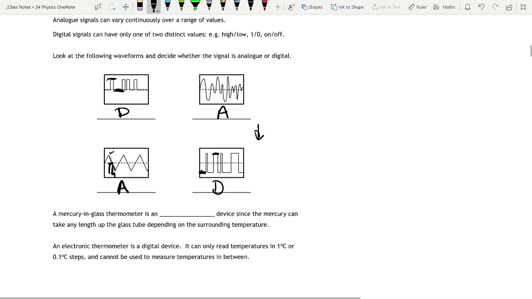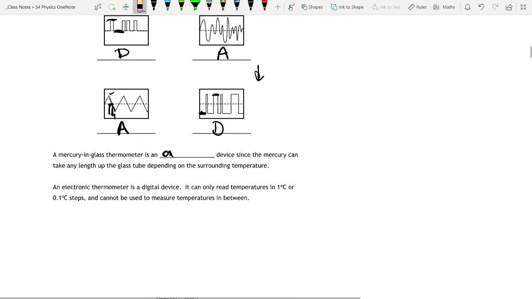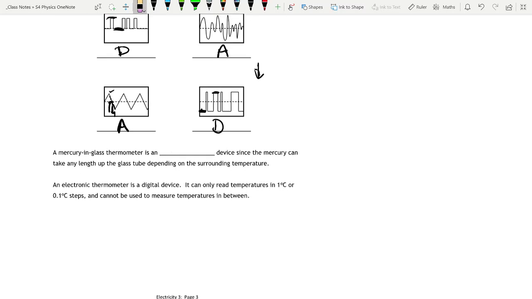So, for example, a mercury in glass thermometer is an analog device, since the mercury can take up any length in the glass tube depending on the surrounding temperature. But an electronic thermometer is digital because it might only read 1 degree, 2 degrees, 3 degrees, or 0.1 degrees. It doesn't go to every possible value, it just only goes to certain steps. So it's digital.